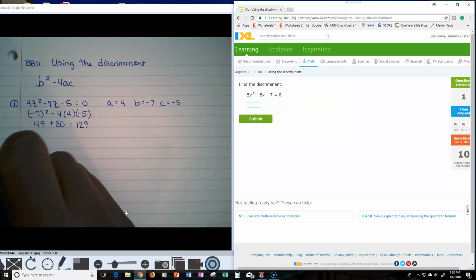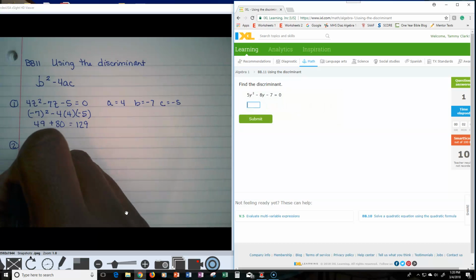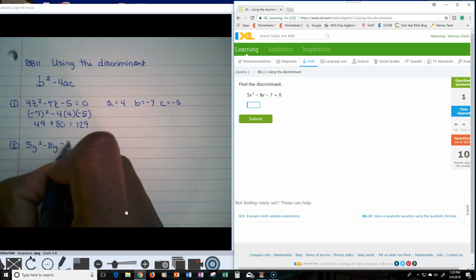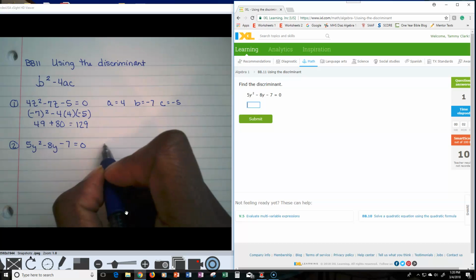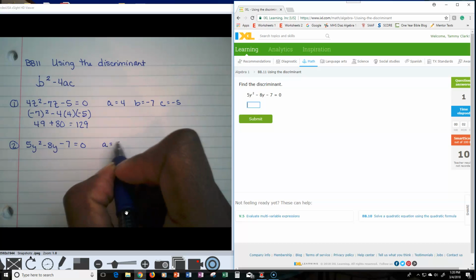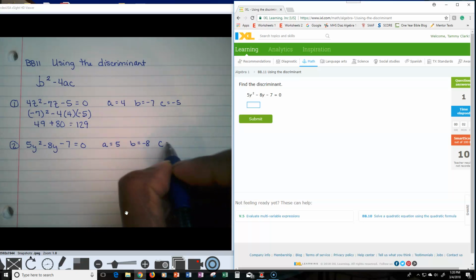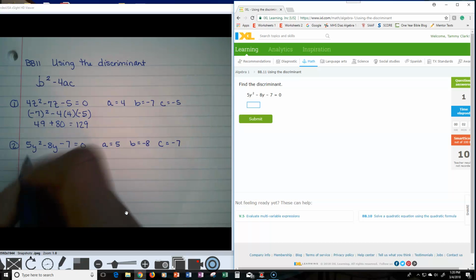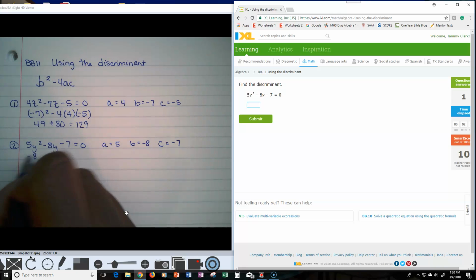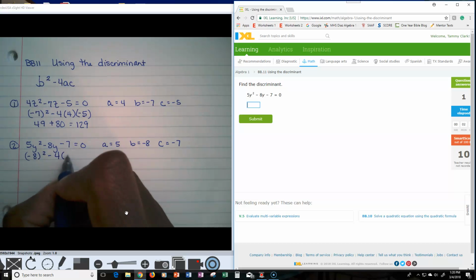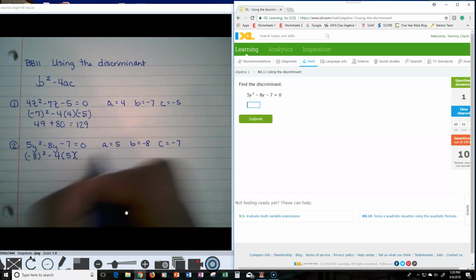Find the discriminant. So we do the same thing. We have 5y squared minus 8y minus 7 equals 0. Identify your A, which is 5, your B, which is negative 8, and your C, which is negative 7. Use the formula, so it's negative 8 squared minus 4 times A, which is 5, times C, which is negative 7.